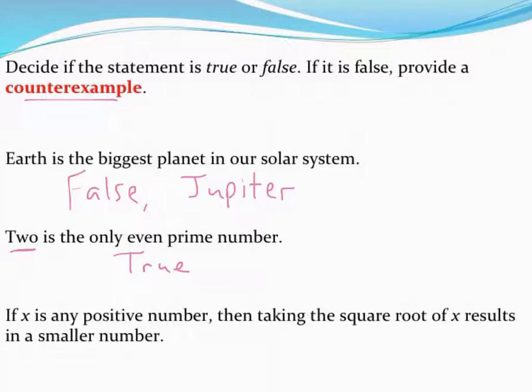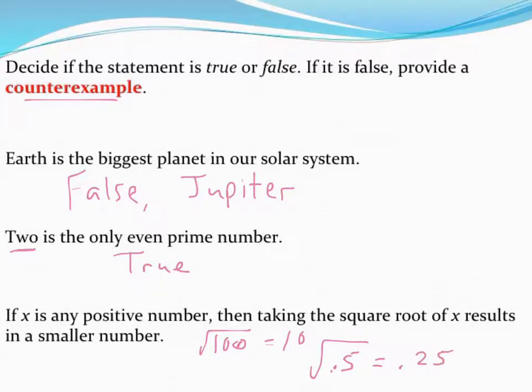And then lastly we have the statement, if x is a positive number, then taking the square root of x results in a smaller number. Well, I might again try a couple examples and see what happens. So if I try the square root of 100, that equals 10. So that is true according to this statement. I take a square root and I get a smaller answer. If I'm careful though, I may try something like the square root of 0.5. And if I try that, I'll find out that the answer is actually 0.25.